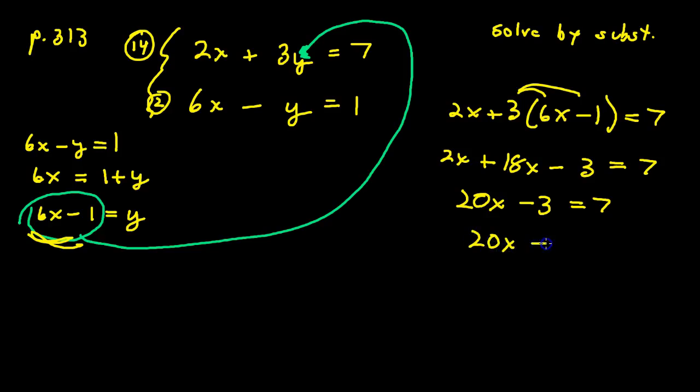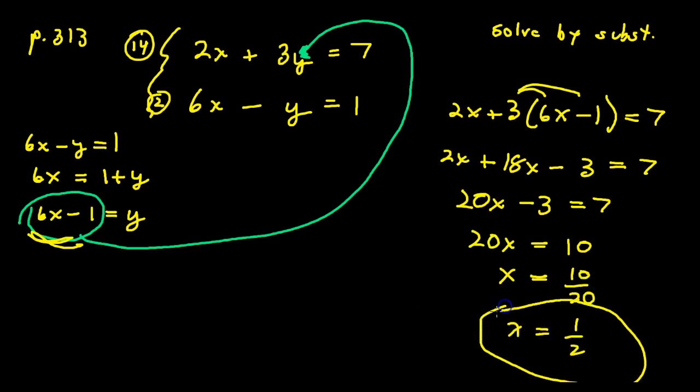I will then add 3 to both sides. 20x equals 10. And then divide both sides by 20. x equals 10/20, which of course simplifies to x equals 1/2. All right, so that's half of our simultaneous solution.